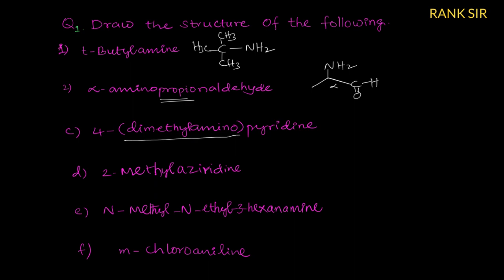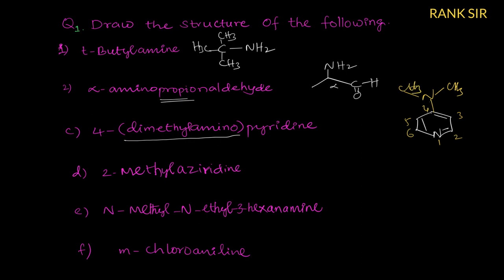The next one, what do you call? 4-dimethyl aminopyridine. The pyridine structure we know first. This is called pyridine. Then we know the numbering system. The nitrogen atom in the ring gets number 1, 2, 3. This is a 4. This is a 5. This is a 6. This is the fourth position. What is the dimethyl amine? So this is 1, 2. The 2 methyl groups are CH3, CH3.